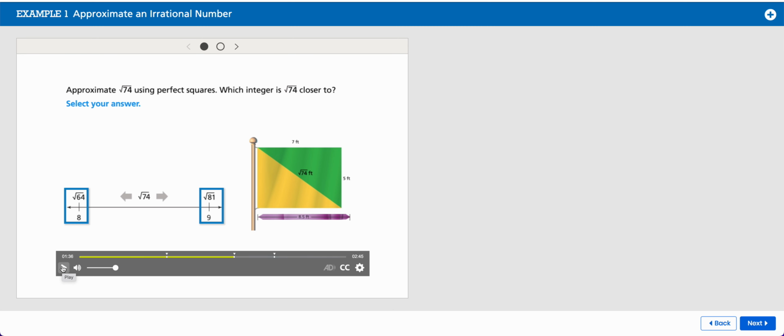Okay, now is it closer to 64 or is it closer to 81? Closer to 81. It's closer to 81, which means the square root of 74 is gonna be closer to 9 than it is to 8. That's really good reasoning. And we need to be able to do that for sure in this lesson and in future things that we're gonna be doing, okay? So you're right.